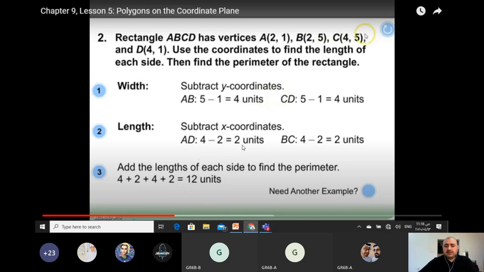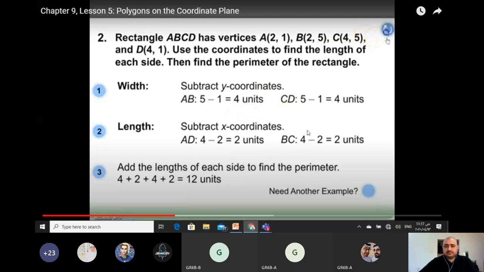How to solve the perimeter here? Just add the sides. We have 4 and 2 and 4 and 2. Because we have here a quadrilateral, a rectangle, each two opposite sides are equal. So I can write 4 plus 2 plus 4 plus 2 equals 12 units.